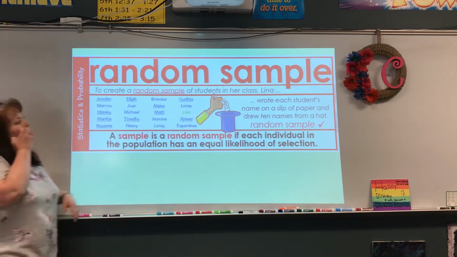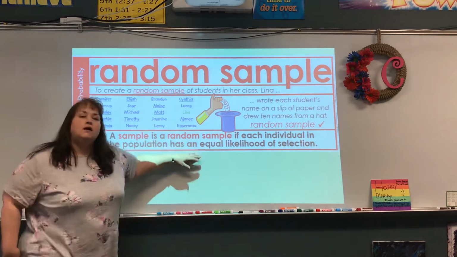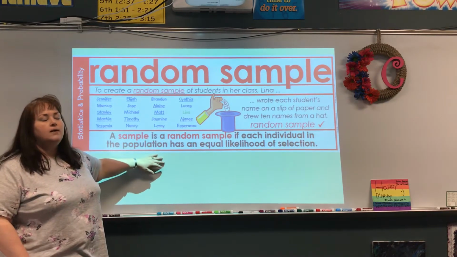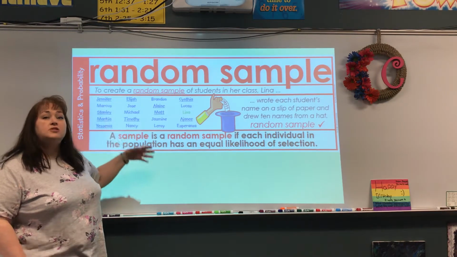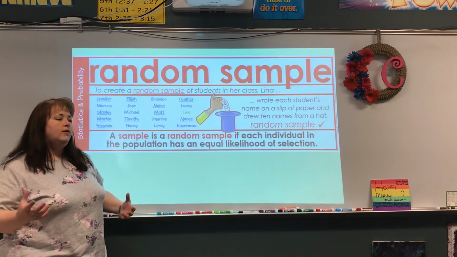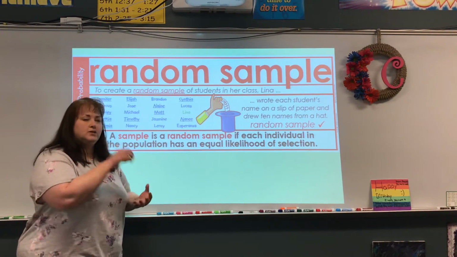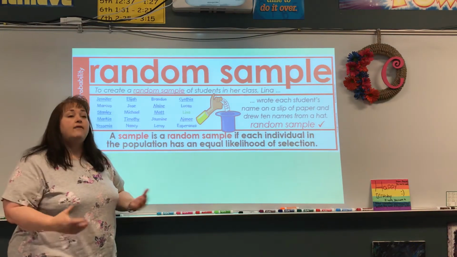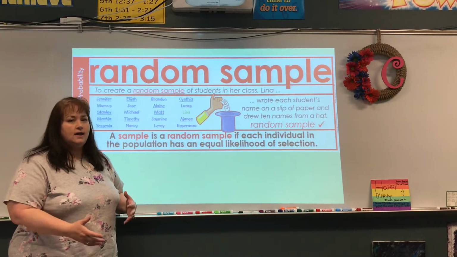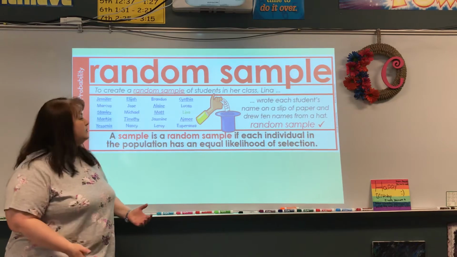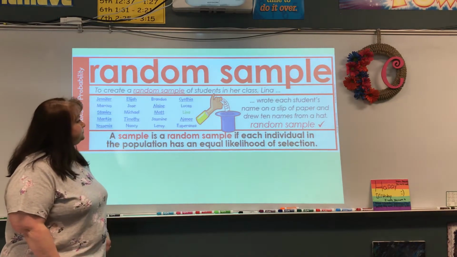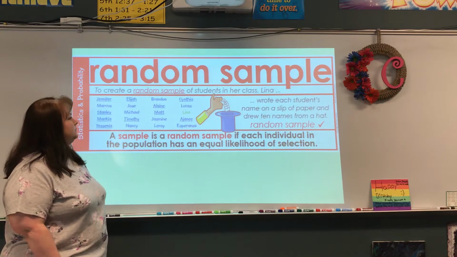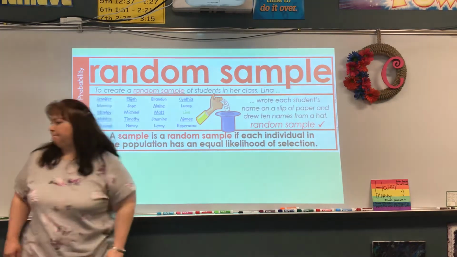More specifically on random samples, here on our vocabulary slip it talks about putting all the names into a hat. So if you put all the names from your homeroom into a hat and you pull out one name, everybody has the same chance of being selected. So that would be a random sample.